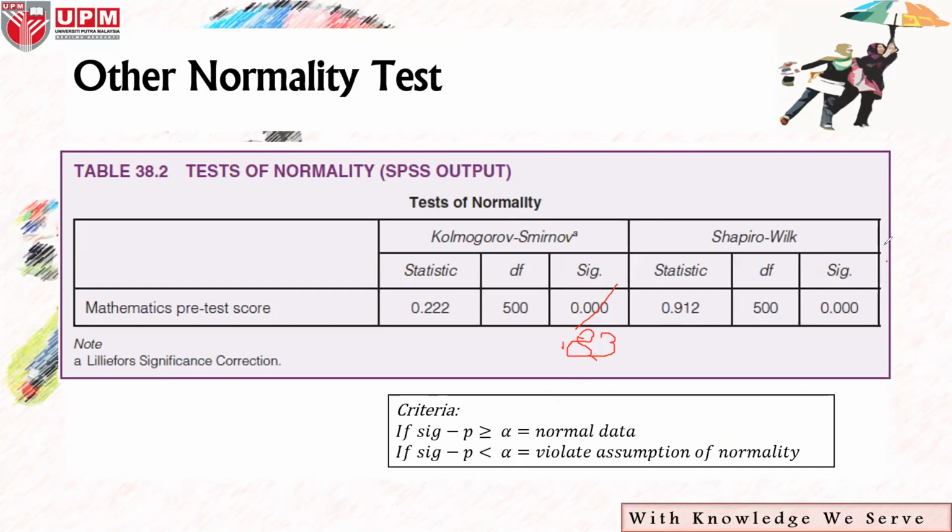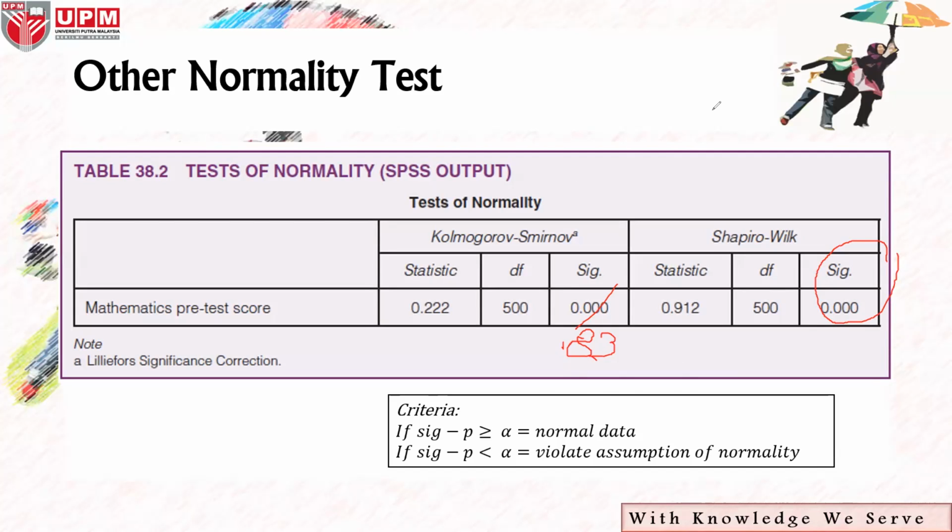The requirement is similar. We compare the significant value against alpha. If the significant value is larger than or equal to alpha 0.05 or 0.01, the data is considered to be normal. If the significant value is lesser than alpha 0.05 or 0.01, it violates the assumption of normality. Dan you all boleh tanya pula, kenapa 0.01 ataupun 0.05? It depends on the researcher, which one that you want to choose. If you are confident with your data, then you can choose the most stringent one, which is 0.01. Up to you. Biasanya yang digunakan in social science is 0.05.